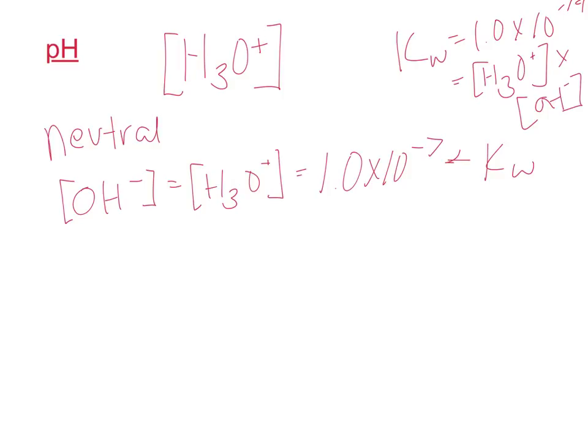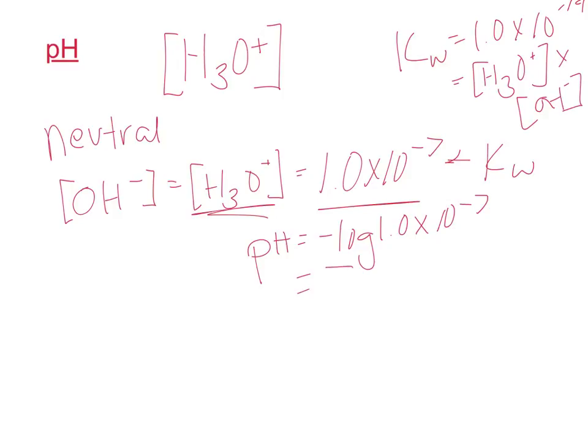Okay, now if we take the pH of this particular concentration of the hydronium ion, the pH, which is just the negative log of 1.0 times 10 to the minus 7, comes out to 7, okay? And remember, all of this is reported at 25 degrees C.